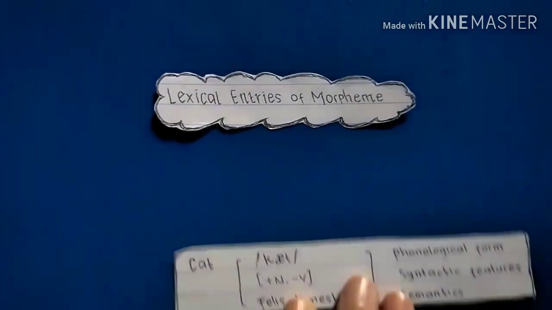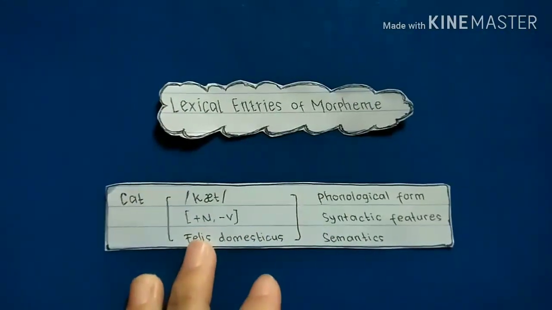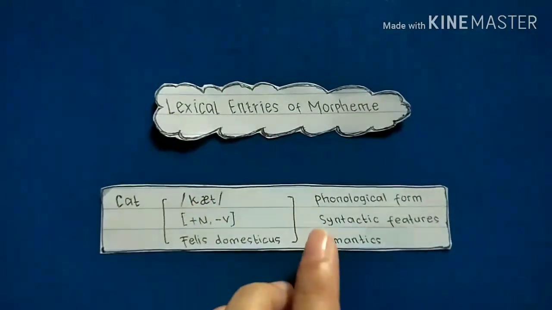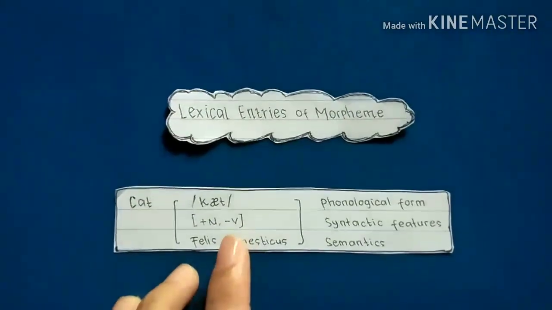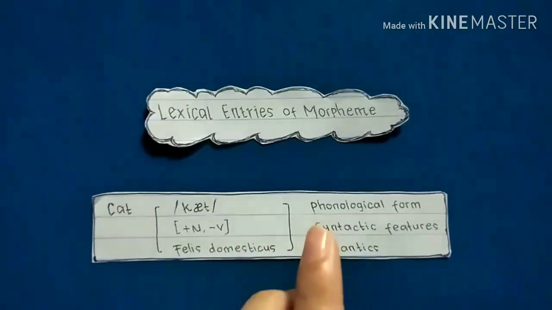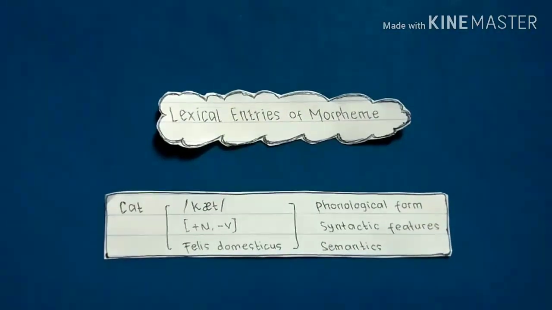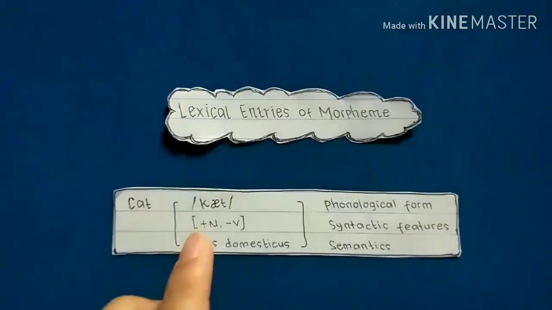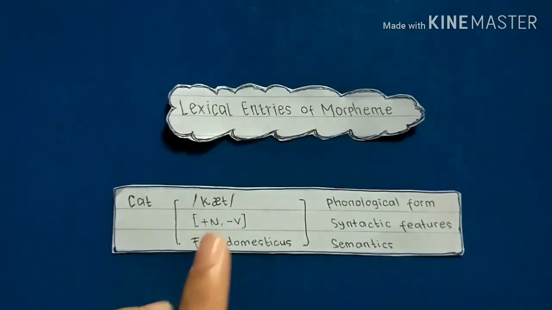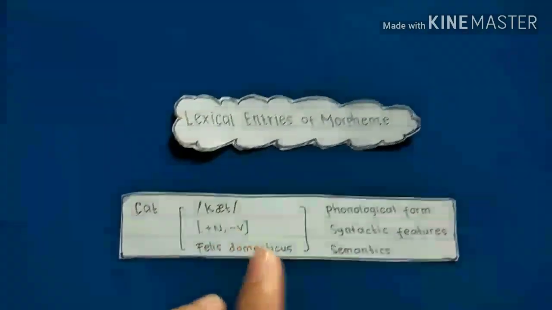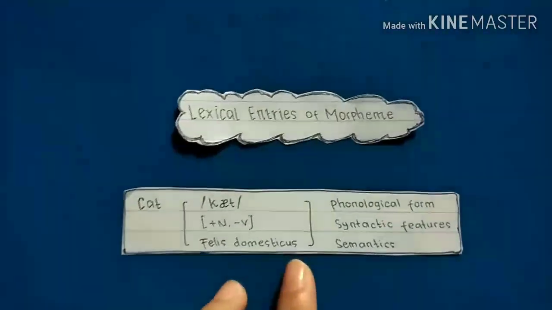Now let's see the example. Cat. The phonological form of cat is cat, and then for syntactic features is plus noun and minus verb. We can find the phonological form and syntactic features in Oxford Dictionary. And then why is it plus noun and minus verb? It is because cat is only a noun and it is not a verb. And then for semantics, cat is Felis domesticus.